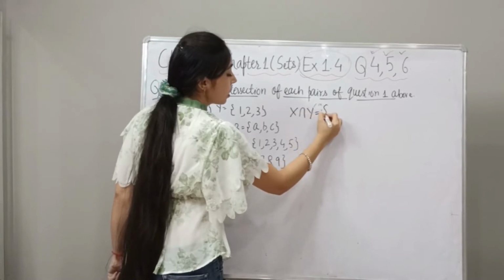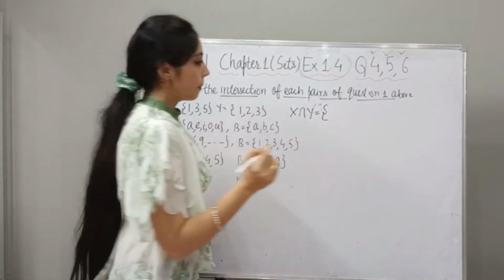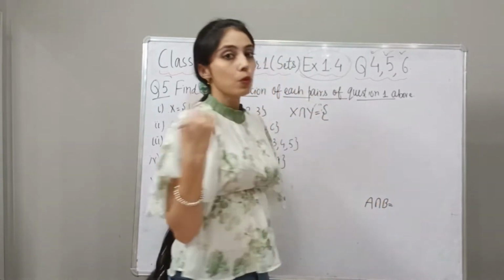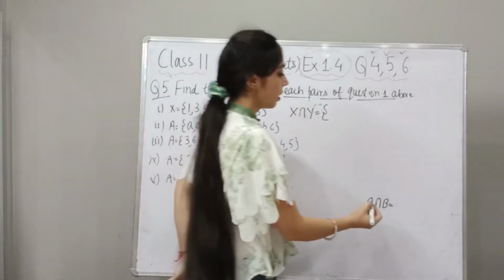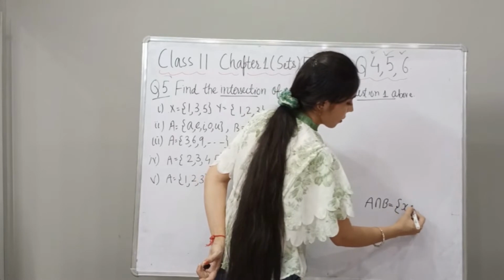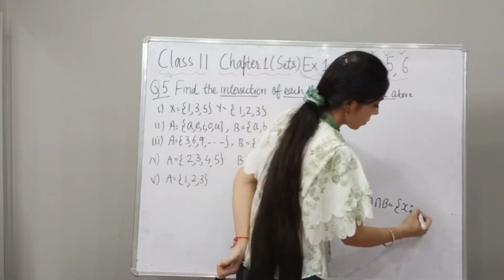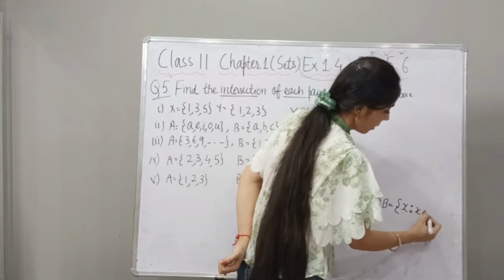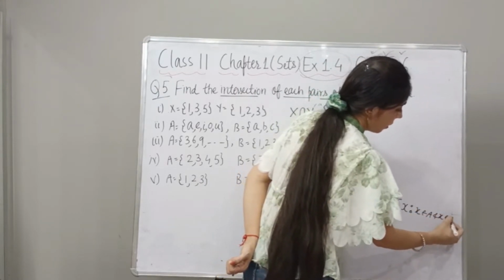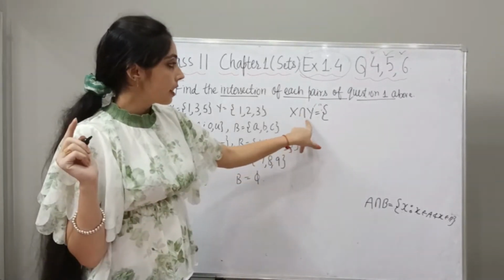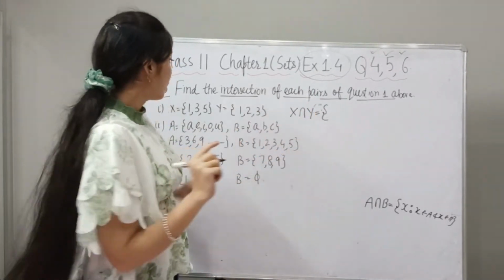Okay. So first of all, you all must know the definition of intersection. If we have two sets A and B, the intersection will contain those elements which are in A and in B, which are in both the sets.